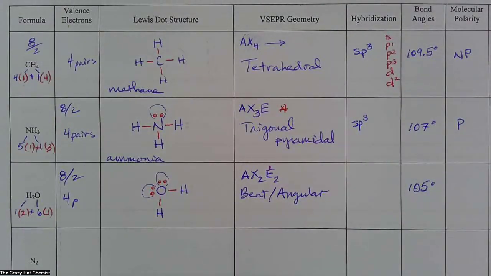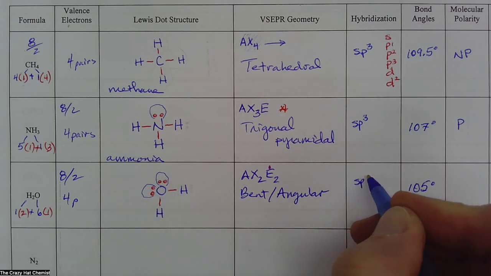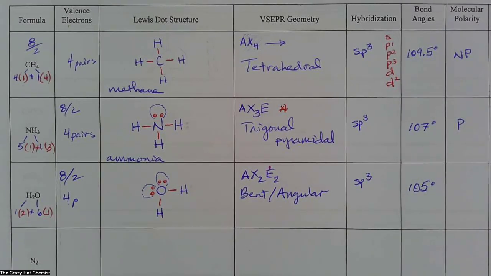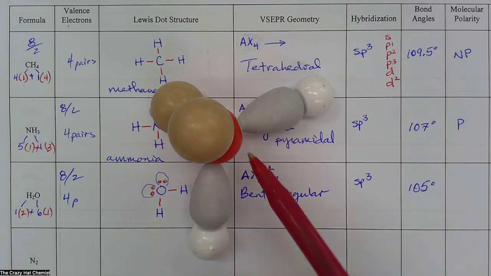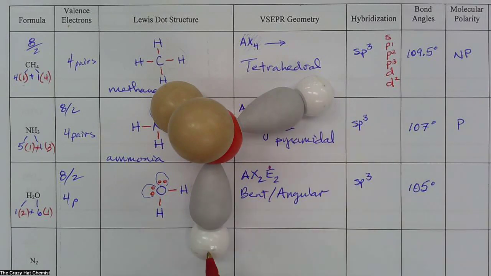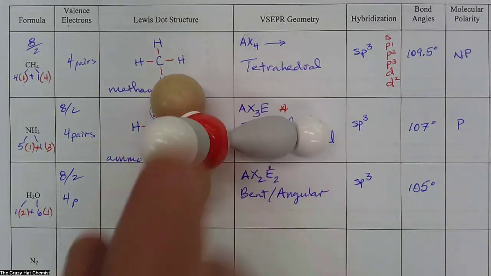Now we're going to get the hybridization. That's S, P1, P2, P3. So this is sp3 hybridized. Then you're going to get your model kit and you're going to build water. And here is water. The red thing in the middle, that's the oxygen. The two white things are hydrogens. The gray things are bonding pairs, and these tan things are lone pairs of electrons. And this is water.